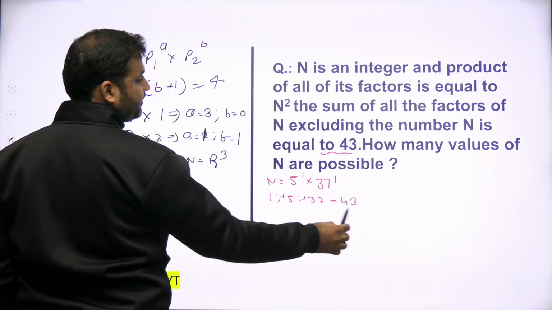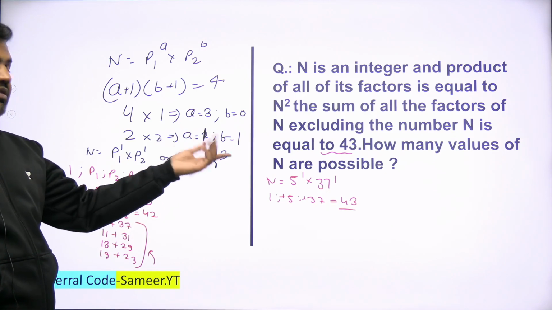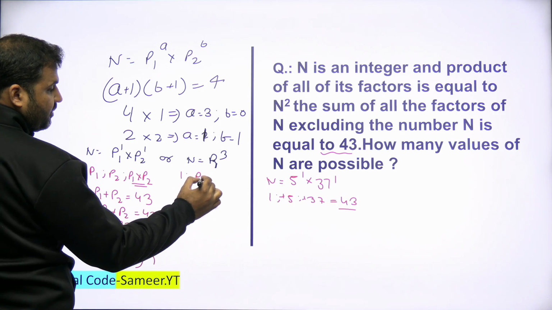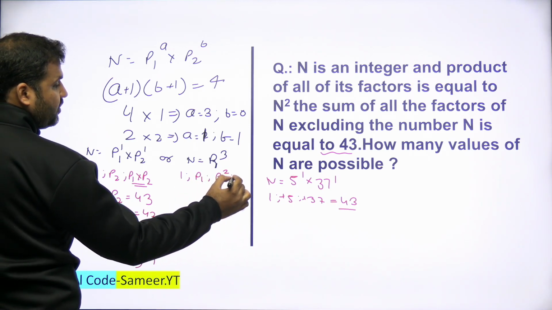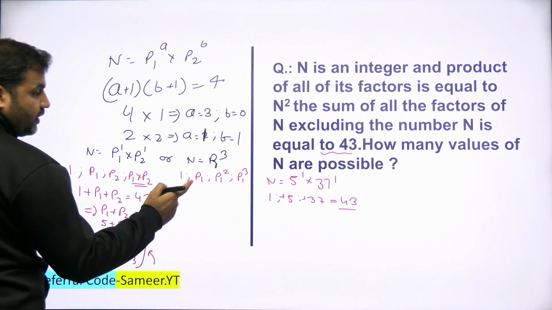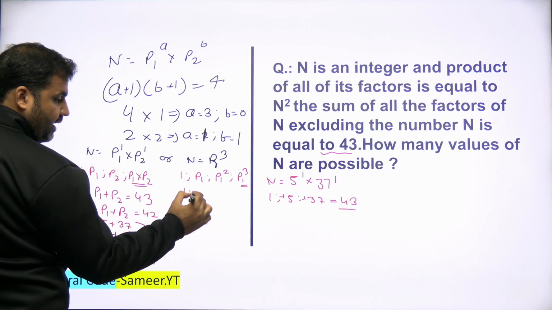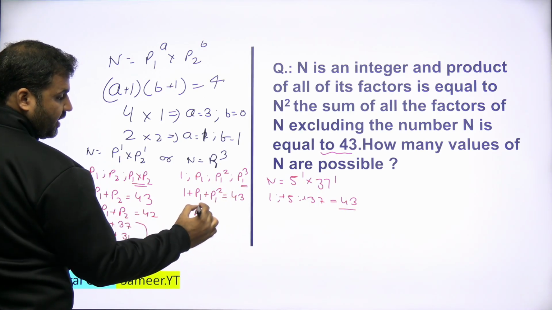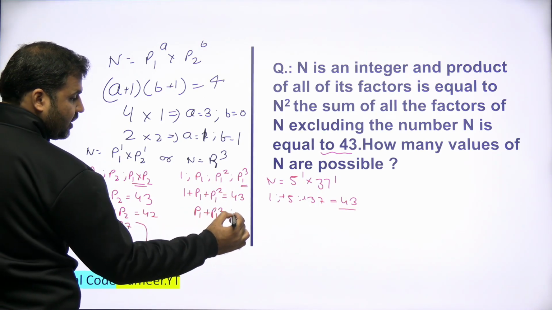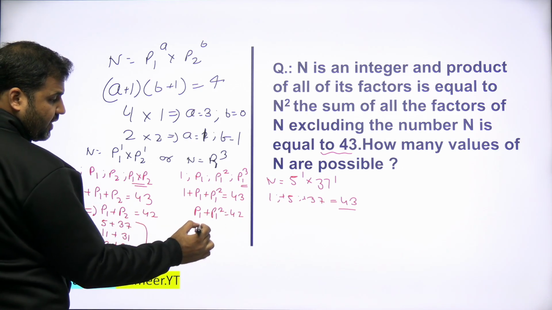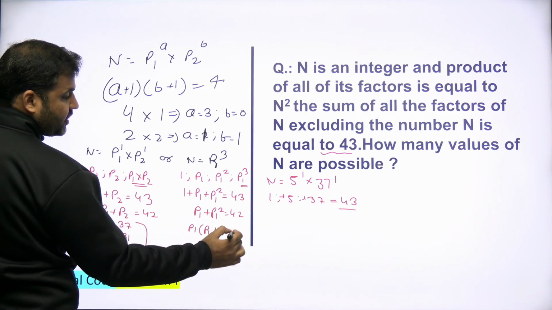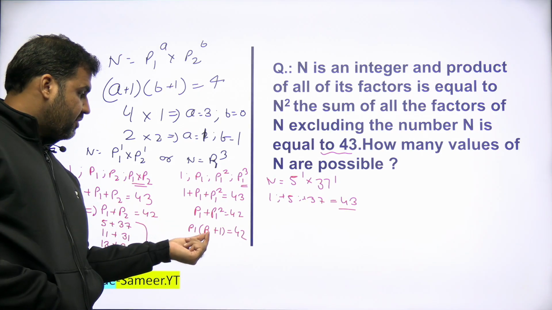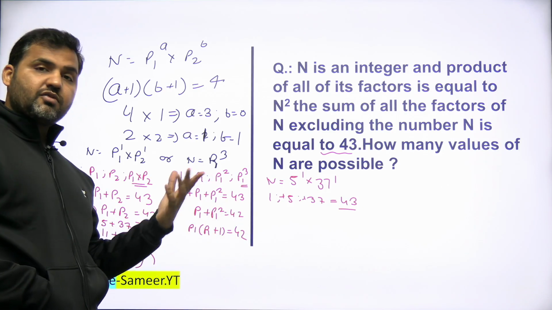इक्वल टू 40, राइट? सिमिलरली इफ n इज p1 का पावर 3, तो इस केस में जो फैक्टर्स बनेंगे 1, p1, p1 का पावर 2 एंड p1 का पावर 3. तो नंबर को एक्सक्लूड करके फैक्टर्स का जो समीशन बनना चाहिए, दैट शुड बी इक्वल टू 43. नाउ p1 प्लस p1 का स्क्वायर शुड बी इक्वल टू 42. That means p1 into p1 plus 1 should be equal to 42. Right? Prime number और प्राइम नंबर में 1 ऐड करके जो नंबर बनना चाहिए, 42 आना चाहिए.